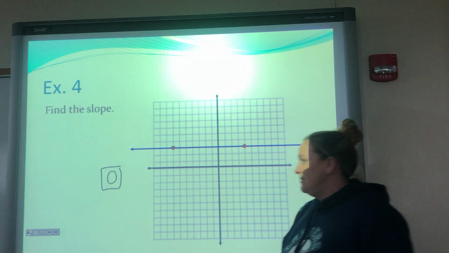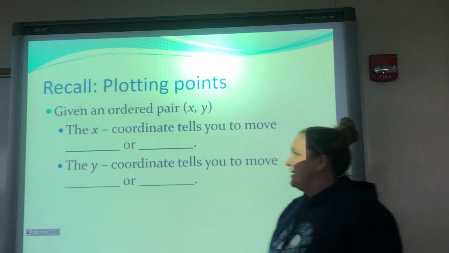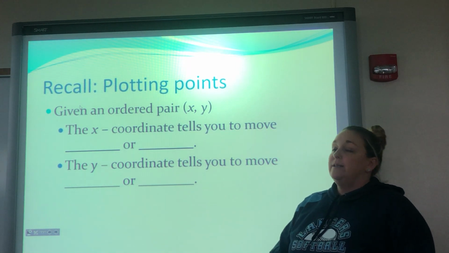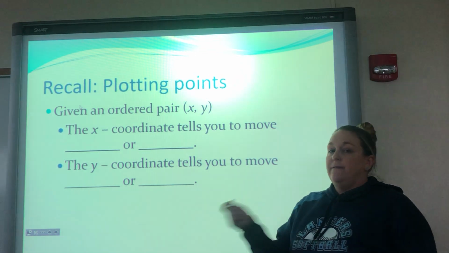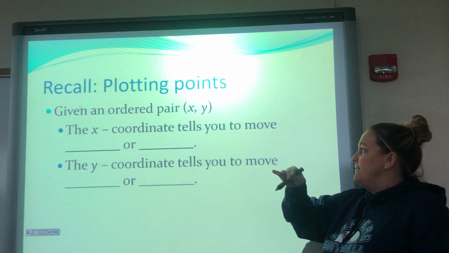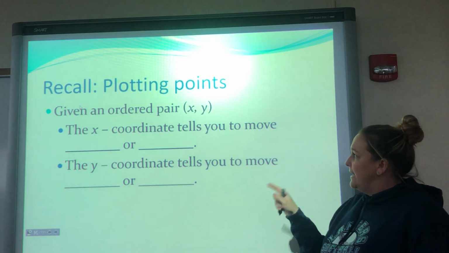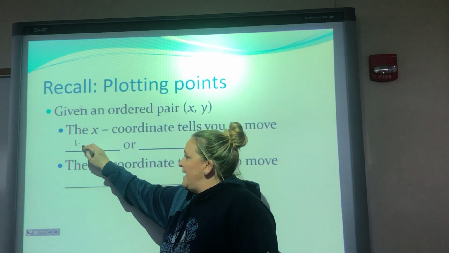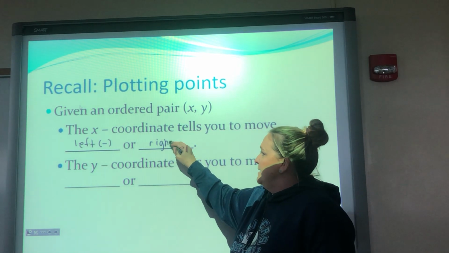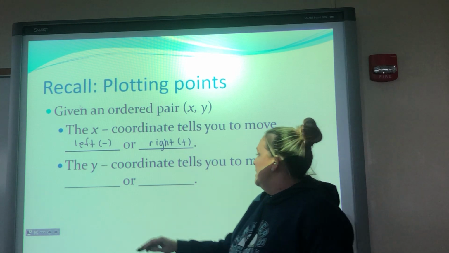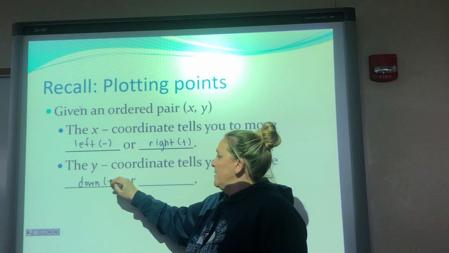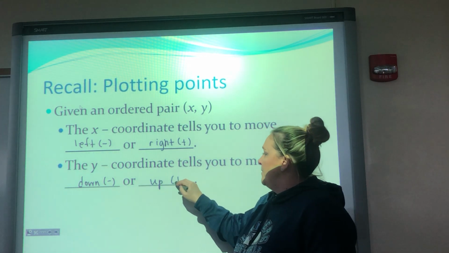Okay, next thing we're going to do is just review plotting points. So it does get a little tricky, because slope is your up and down movement first, your left and right movement second. But for ordered pairs, we go left or right first, and then up or down. So the x coordinate is going to tell you to move left if you see a negative number, or right if you see a positive number. And the y is going to be down for a negative number, and up for a positive number.